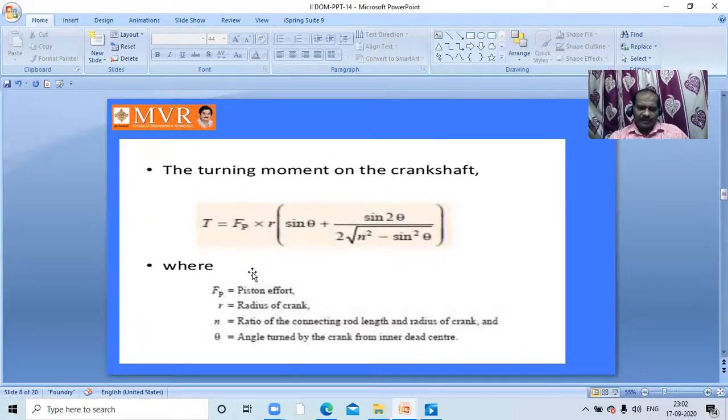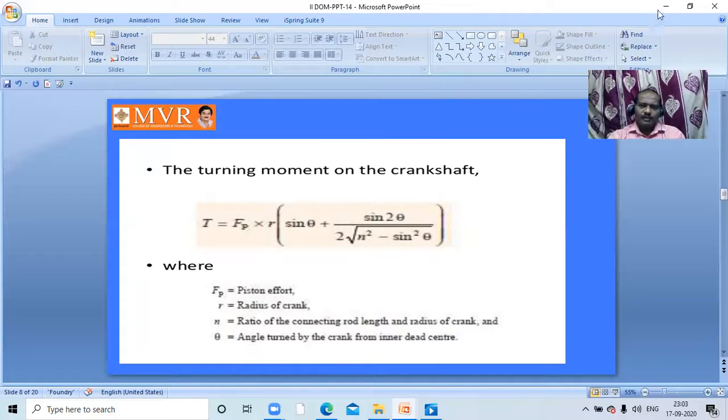If you observe, Fp is the piston effort. That means the piston moves upwards and downwards. Radius R is the radius of the crank. Everyone knows how the radius of the crank looks. Next, n is the ratio of the connecting rod length to the radius of the crank. Theta is the angle turned by the crank from the inner dead center.